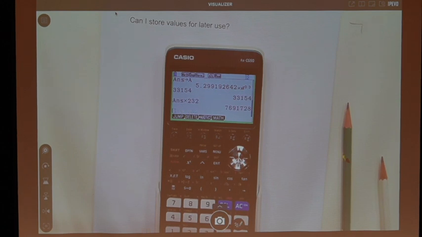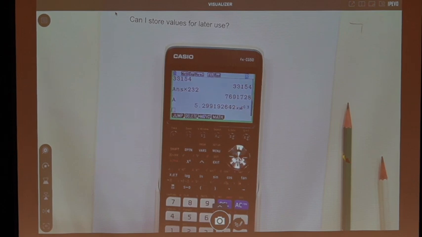And then you can recall it back. Alpha A. The only little issue is you have to make sure you remember which value is stored into which alphabet. Alright, so storing the values will save you a lot of calculations.